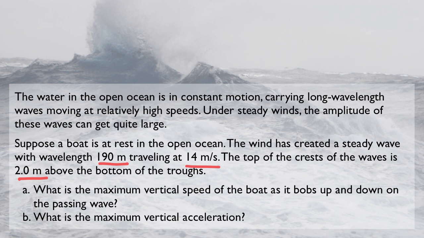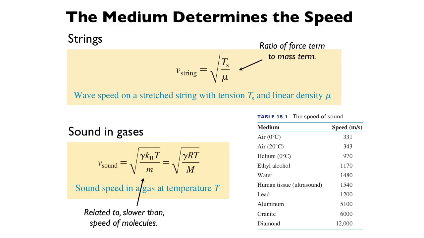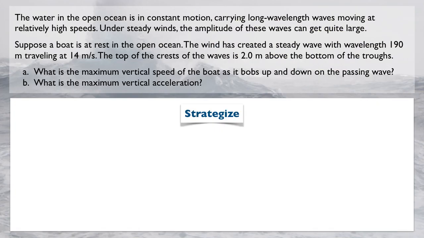And of course, the boat bobs up and down with simple harmonic motion. Oh, I'm getting ahead of myself. Let's just parse the problem, think about what it's asking, then go on to the next phase, which is strategize. So first we're going to strategize. And I'll say this: the motion of the boat as the wave is going by is just simple harmonic motion.